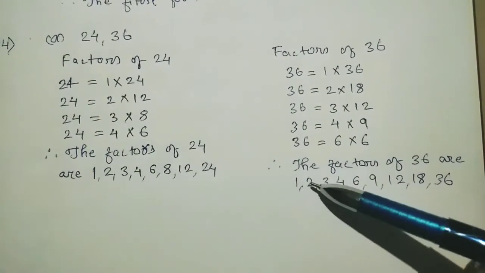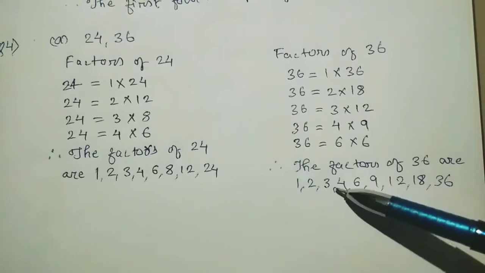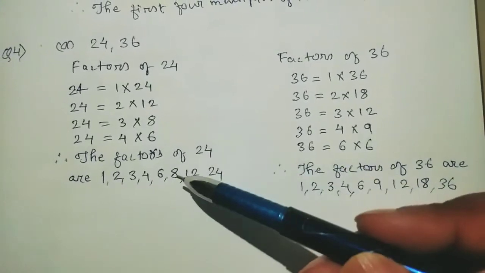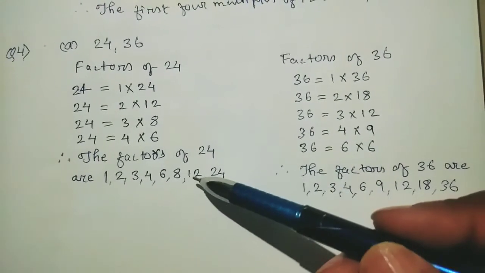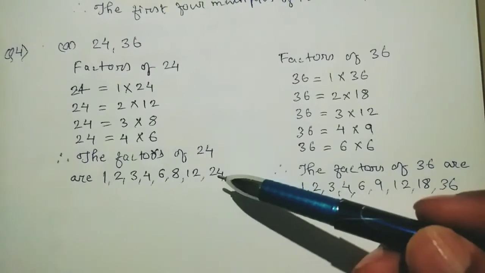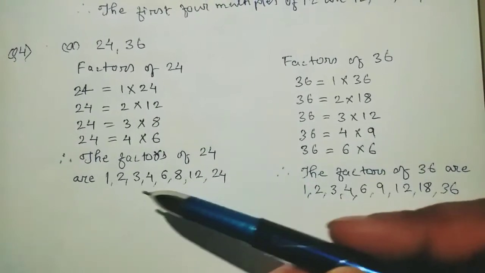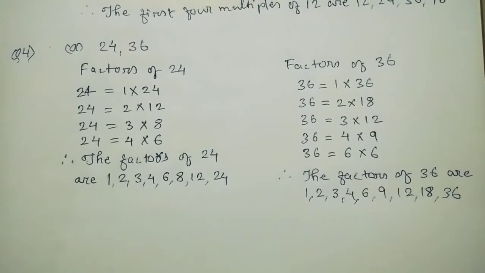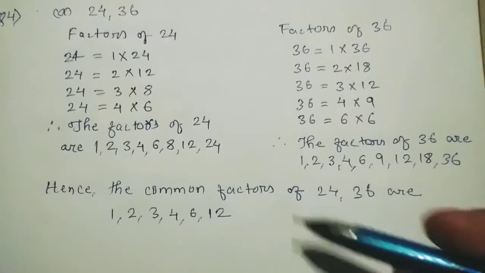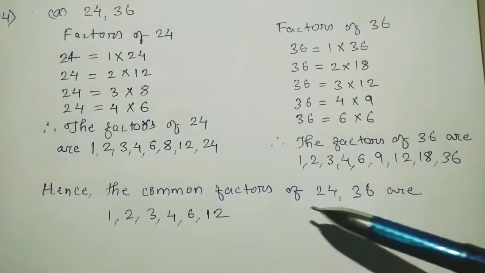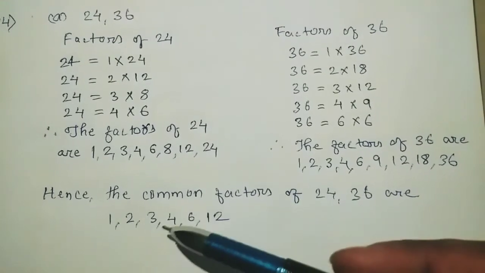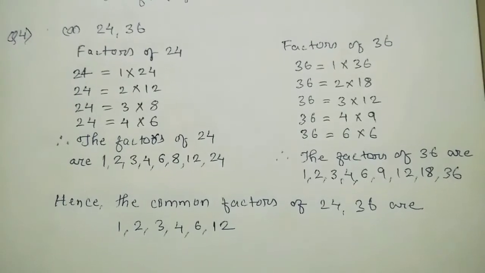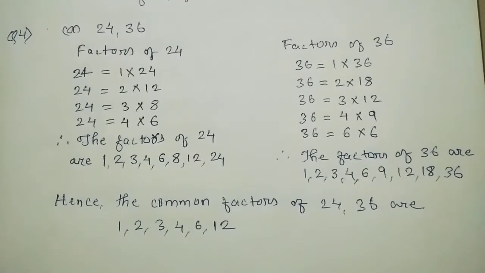Here 2, here also 2; 3, here also 3; 4, here also 4; 6, here also 6. But 8 is not there. 12, yes, 12 is also here, but 24, 18 and 36 are not common. So 1, 2, 3, 4, 6 and 12 are common in both. So you'll write like this: hence the common factors of 24 and 36 are 1, 2, 3, 4, 6 and 12. Okay, so this is the complete solution of how to find and write the common factors between two numbers.